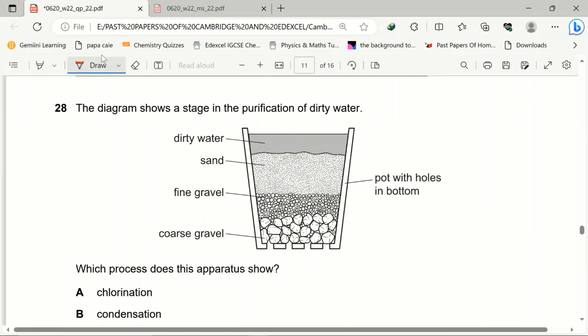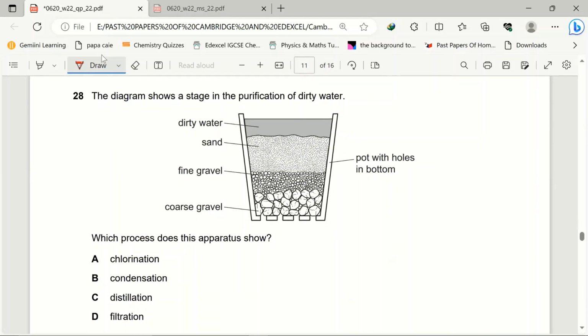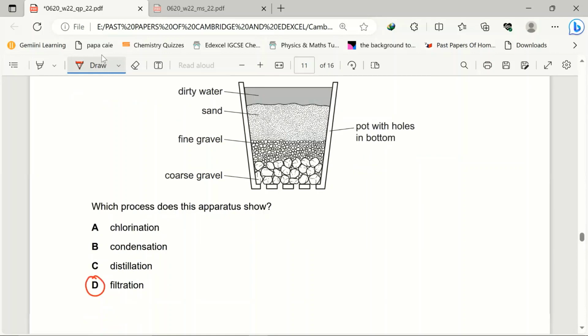Next point, the diagram shows the stages in the purification of dirty water. The diagram shows dirty water, then sand and fine gravel, then coarse gravel, and a pot with holes in the bottom. Which process does this apparatus show? It's definitely dirty water filtering through this sand, fine gravel, and coarse gravel in order to get pure water. So it's definitely filtration. These are acting as filter papers. That's it.